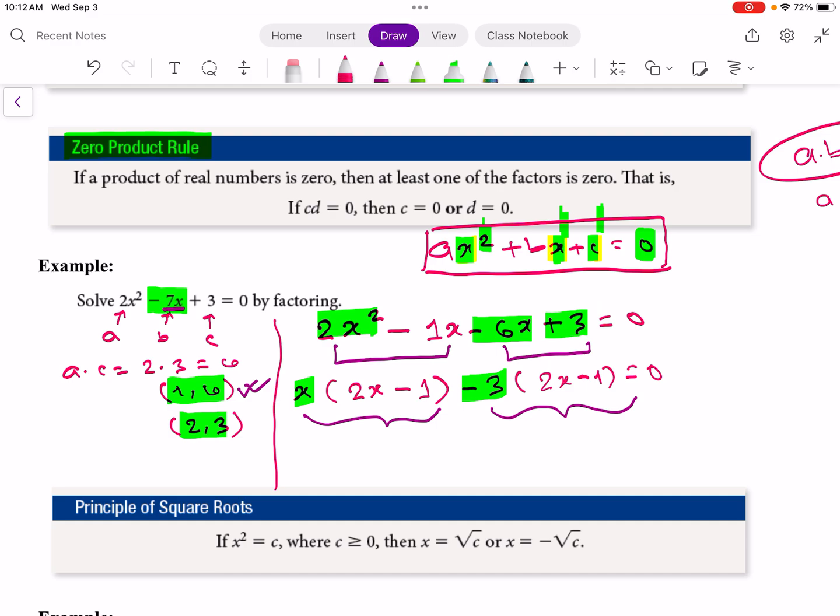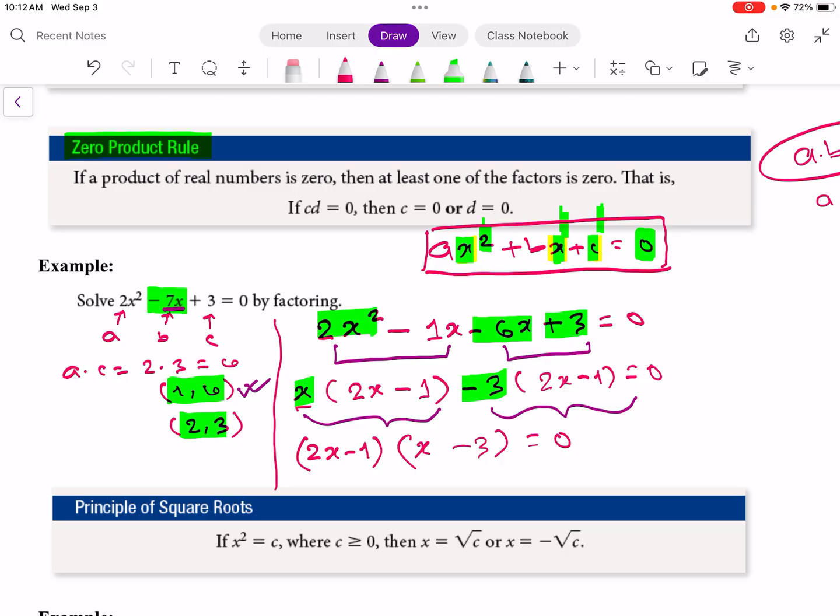Okay, so let's factor out 2x minus 1. This is common in both expressions. Now the remaining factor is x minus 3 equals 0. So this is the factor. Okay, so 2x minus 1 times x minus 3 is the factorization for our trinomial.